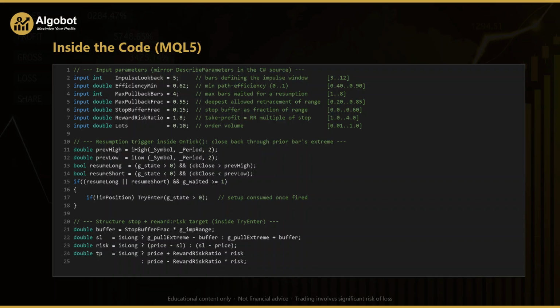Finally, look at how the exits are built. Buffer is the stop buffer fraction times the impulse range. The stop loss sits at the pullback extreme, minus the buffer for a long, or plus it for a short. Risk is just the distance from the entry price to that stop. And the take profit is the entry price plus, or minus, the reward risk ratio times that risk. Clean, structural, and entirely derived from price, with no indicator handles anywhere.